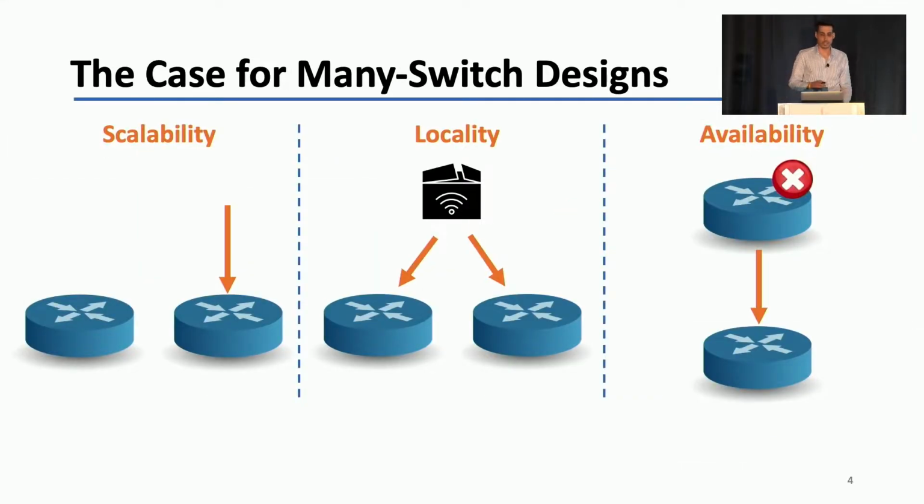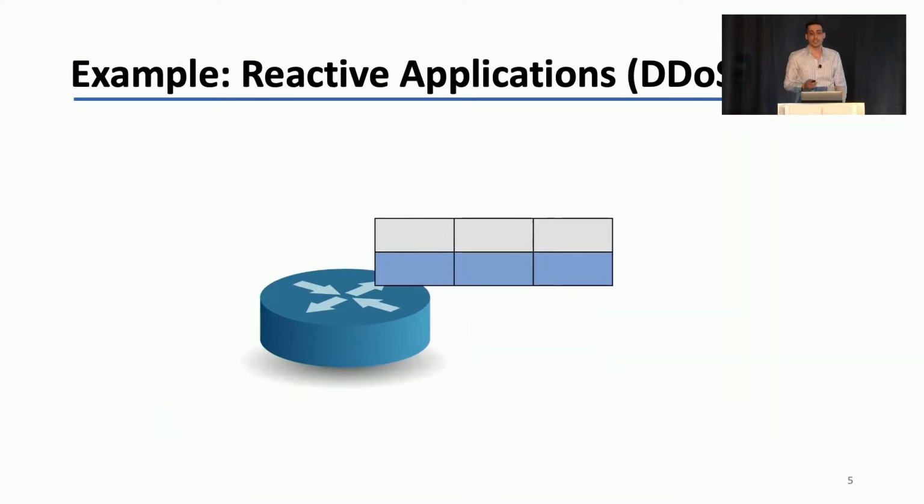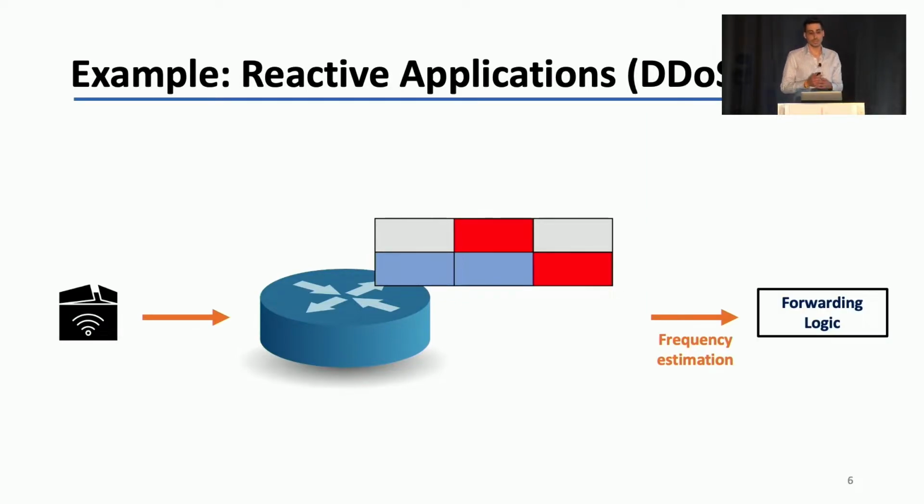But to be practical, network functions must be built with multiple switches in mind due to the following reasons: scalability and availability, of course, but also, and most importantly, locality, which is not always guaranteed. To better understand why locality is important, we can consider the following example where we have a DDoS detector. This implementation uses a data sketch, and when a packet comes in, we first update the sketch, and then we use the frequency estimation from the sketch to decide whether to drop or forward the packet.